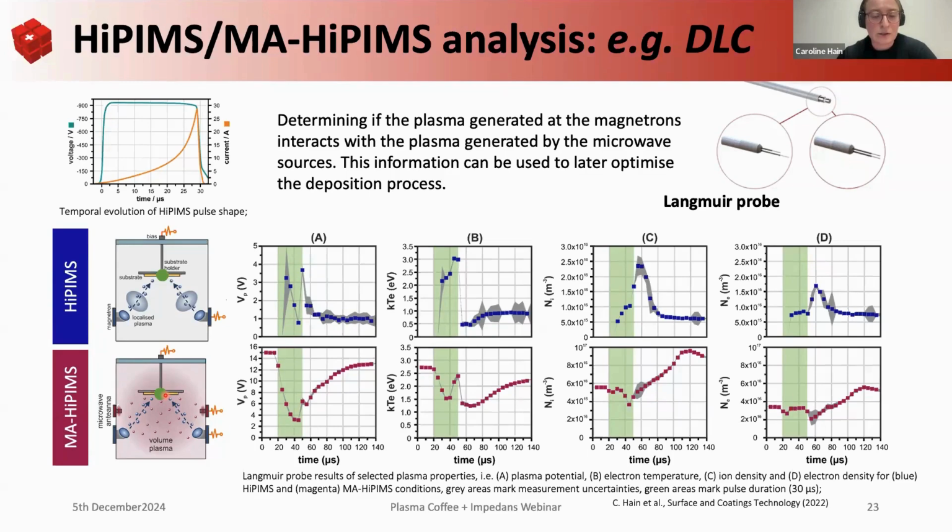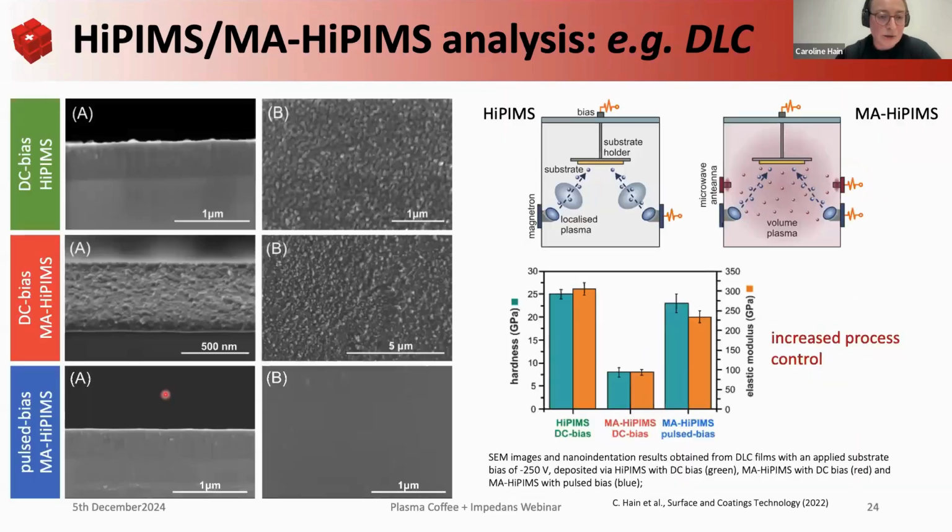Similarly to the example shown for aluminum nitride, we can do synchronized biasing, so we only have a bias when we know those ionic species are reaching the substrate. So then how did that change the material that we got?